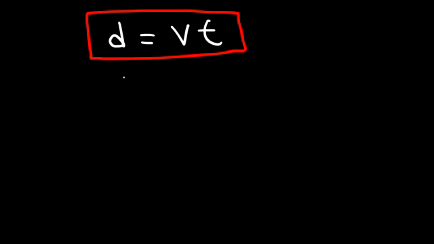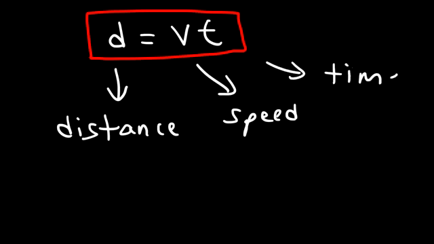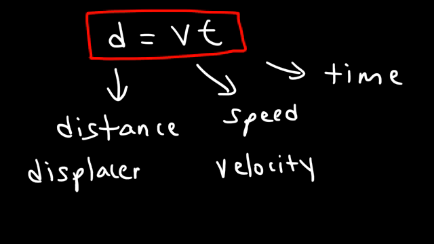Now there's a formula that you need to know, and it's D is equal to VT. In this equation, D can be used as distance, V represents speed, and T represents time. Now sometimes with this formula, you could use the velocity in terms of V. And if you do so, then D will no longer technically be distance, but it's going to be displacement. And so you could use that simple formula in many different ways.